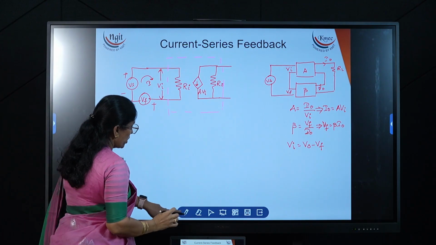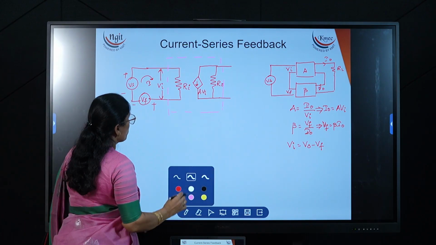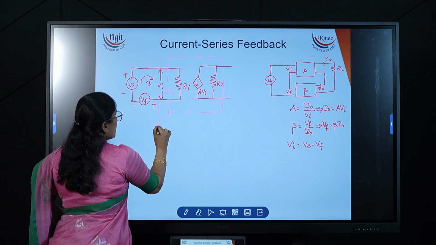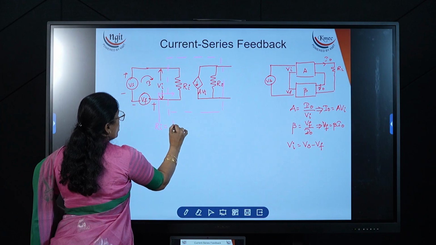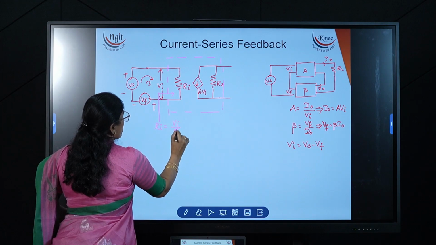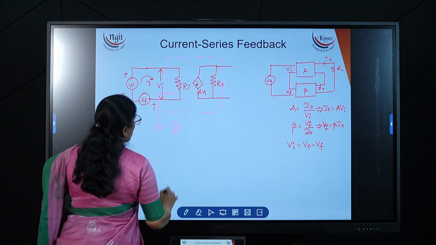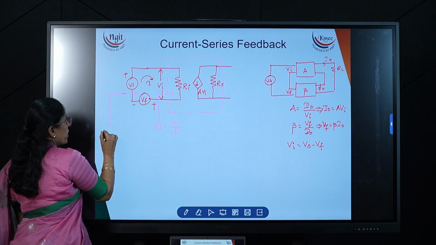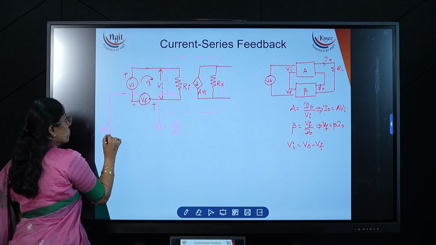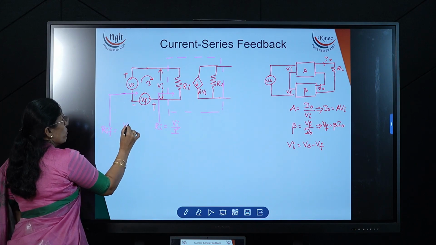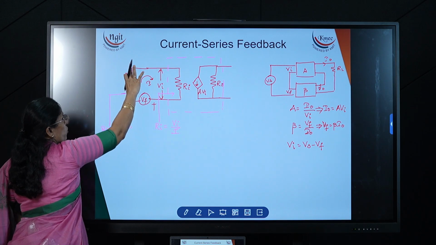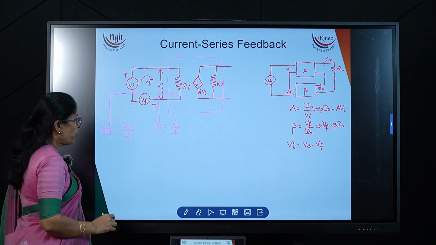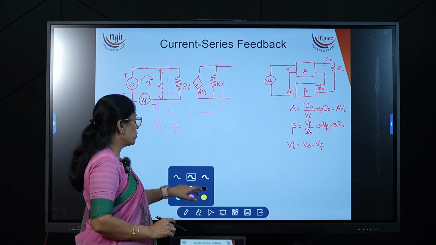Now if I am looking from this point, what is the resistance? Ri is equal to Vi divided by I. After the feedback, if I am looking from this point, that is nothing but the input resistance with the feedback, Rif, equal to Vs divided by I. At this point, the voltage source is Vs and the current is the common current I.